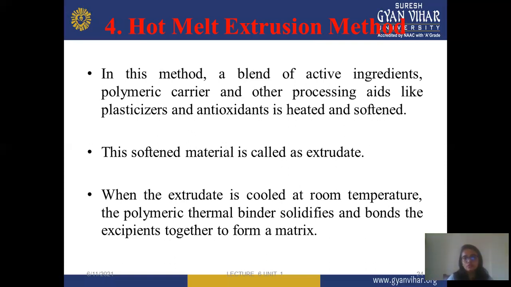Means in this method, you first prepare one mass, one extrudate, and this extrudate includes all the excipients, plasticizer, antioxidant, and any other excipient in combination, and you heat all this and it gets soft. When it gets soft, you see that one soft mass is formed, and this soft mass is called the extrudate. After this, you dry and cool this extrudate at room temperature, and then the polymeric thermal binder is used for solidification and the excipients form the matrix. The excipients that you use in this technique help to form the matrix, which is in solidified form.